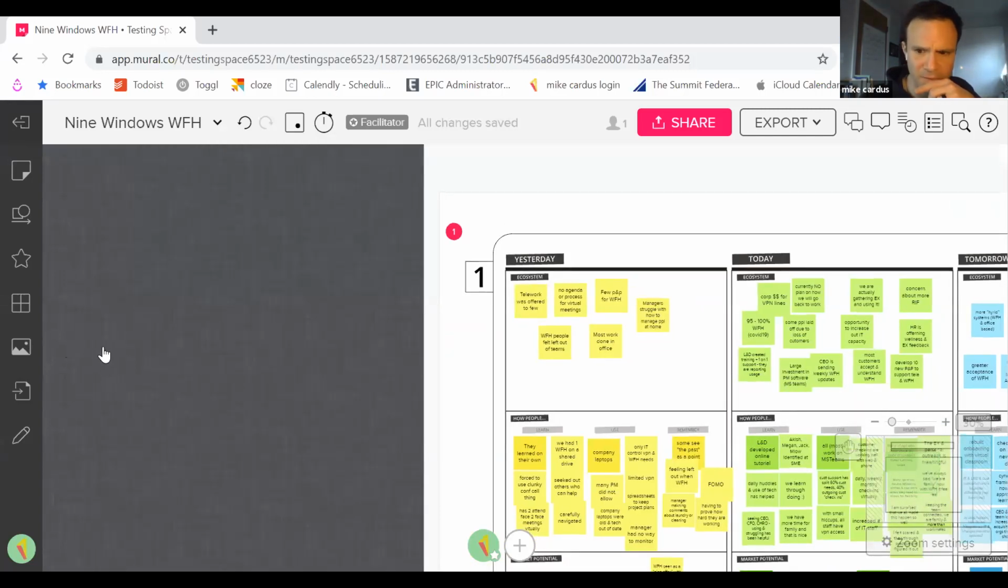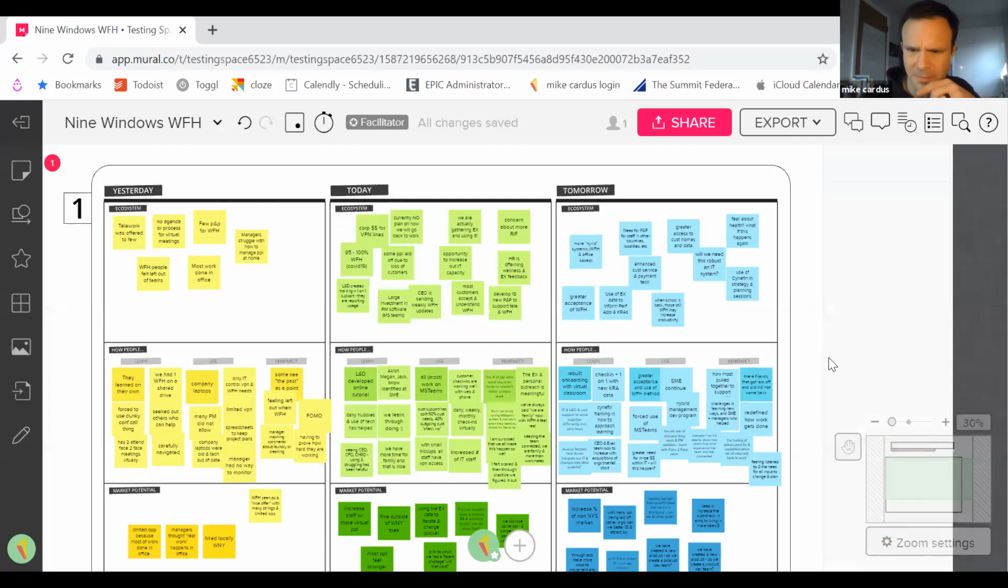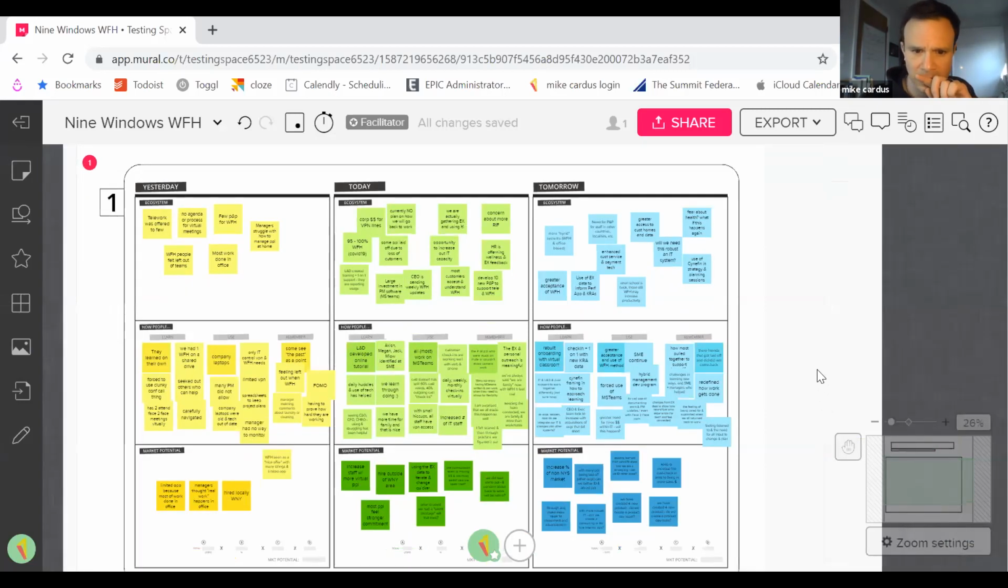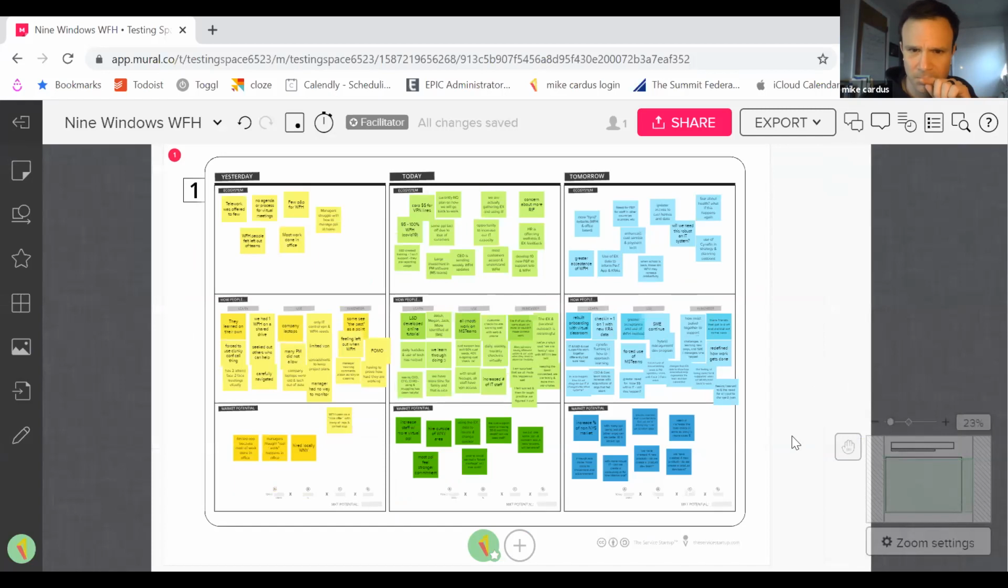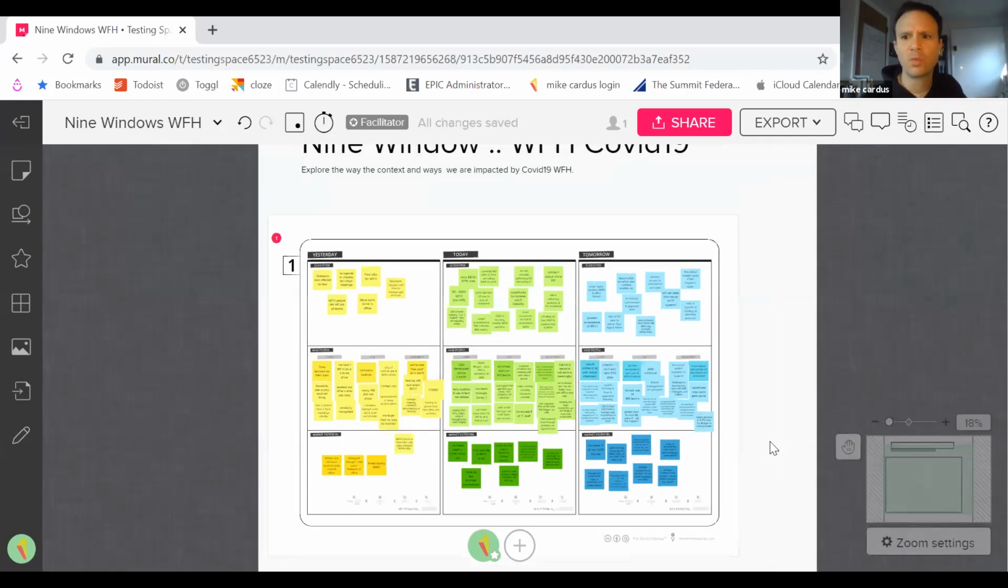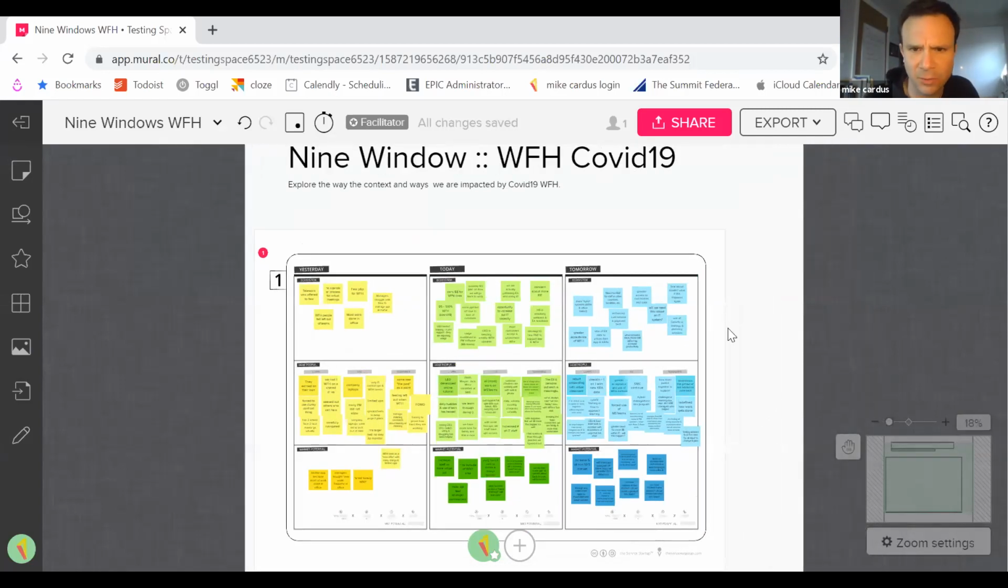So I hope you can see from this example how we can start working with organizations and companies like yours to better share and prepare you for the future of your organization. Because eventually people are going to go back to work.